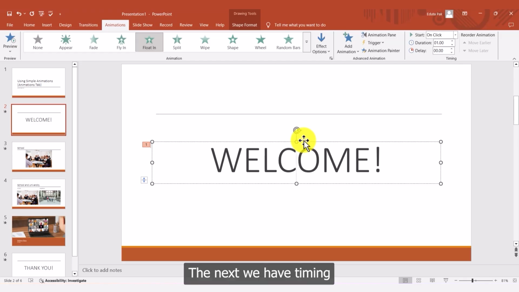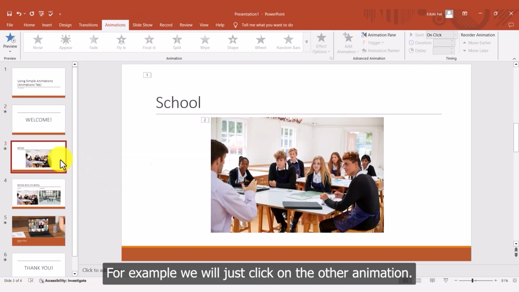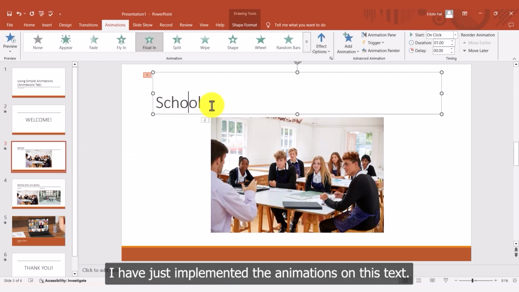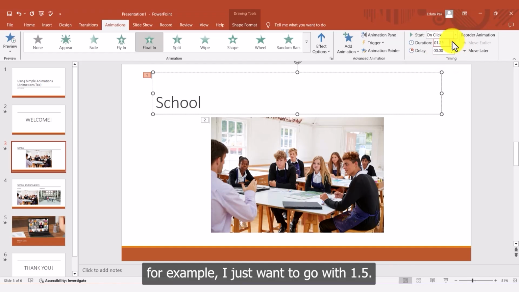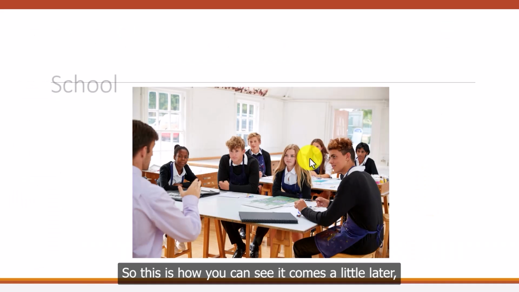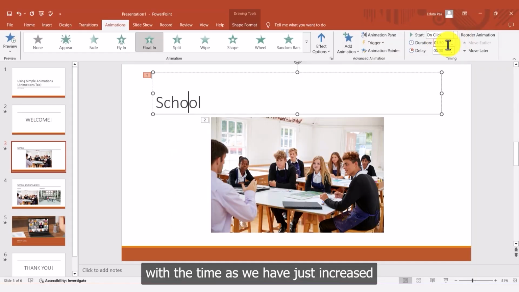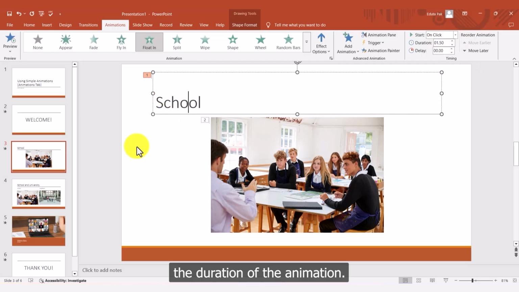The next we have timing. Adjust the duration and start setting. For example, we'll click on the other animation. I have implemented the animations on this text, and if I want to change the duration of this text, for example, I just want to go with 1.5. So this is how you can see it comes a little later. It comes a little smoother with the time as we have increased the duration of the animation.